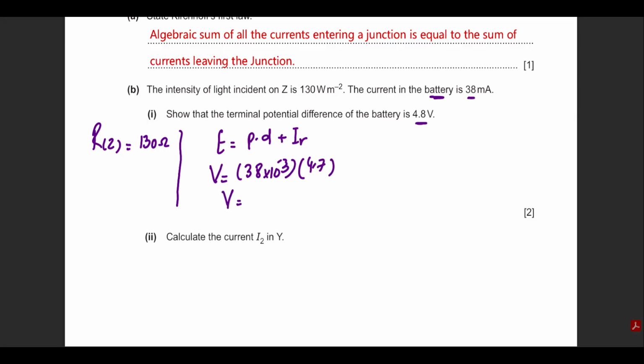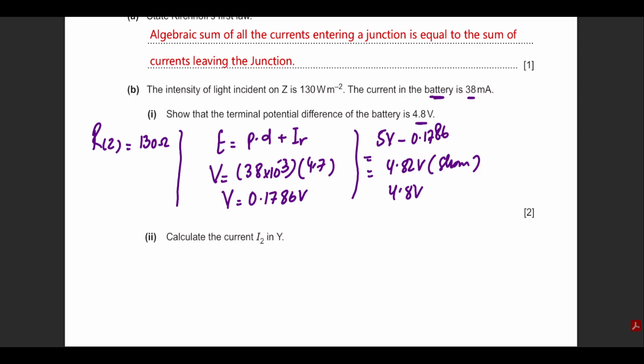The voltage drop across the lost volt section is 0.1786 volts. Now, since the EMF is 5 volts, we will subtract this 0.1786 from it, because that's what we are left with. And the answer comes out as 4.82 volts, which is shown as 4.8 volts.